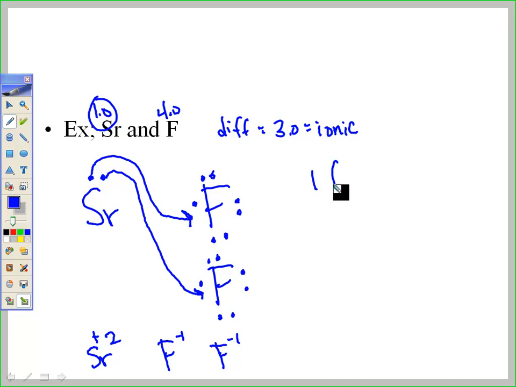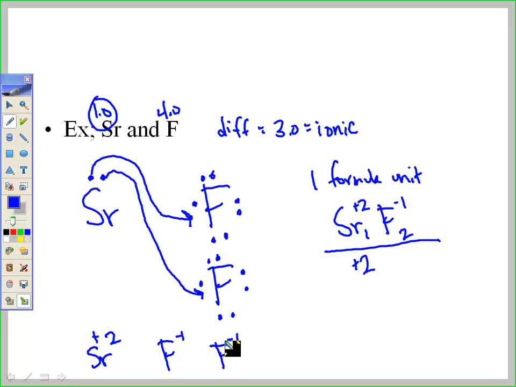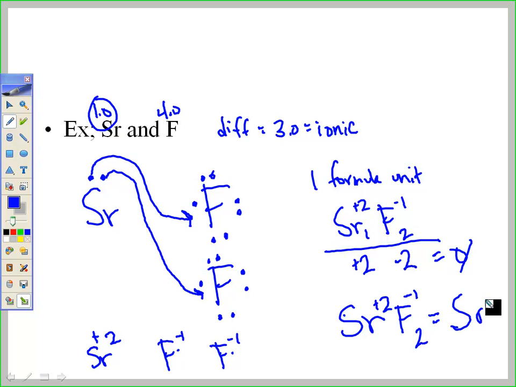So one formula unit, if I had Sr plus 2 and F minus 1, I would get 1 strontium, that would give me a plus 2 charge, and 2 fluorines times negative 1 would be negative 2, and that would give me a 0 charge. So I would have Sr plus 2, F minus 1, 2, or SrF2 for my formula.